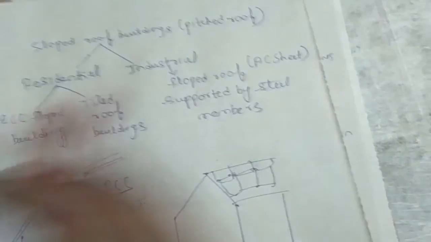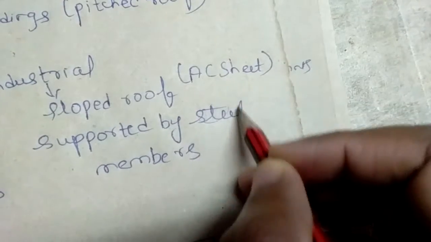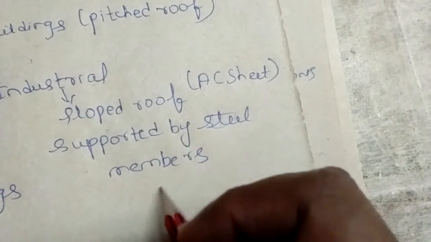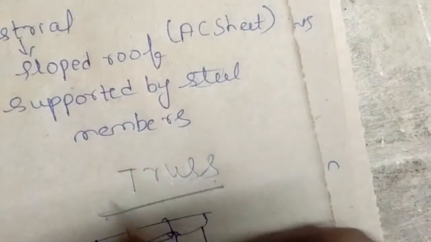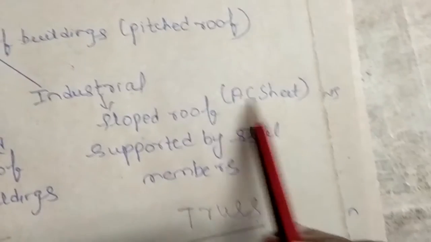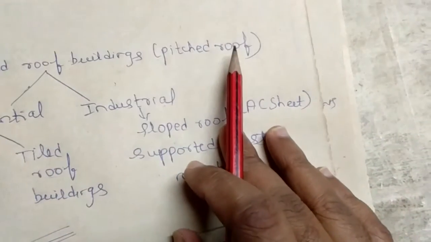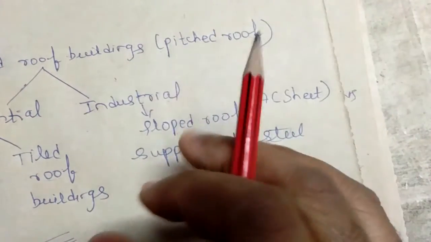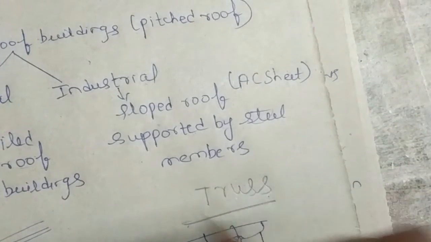The AC sheet is given in the slope like this, so in this manner and in this manner, the slope is given. To support that AC sheet, we use steel members, which are called the truss. We use the steel member called truss as the support for the AC sheet. So this is about the industrial building. In the further video, we will discuss more technical aspects of the industrial building and about the truss.